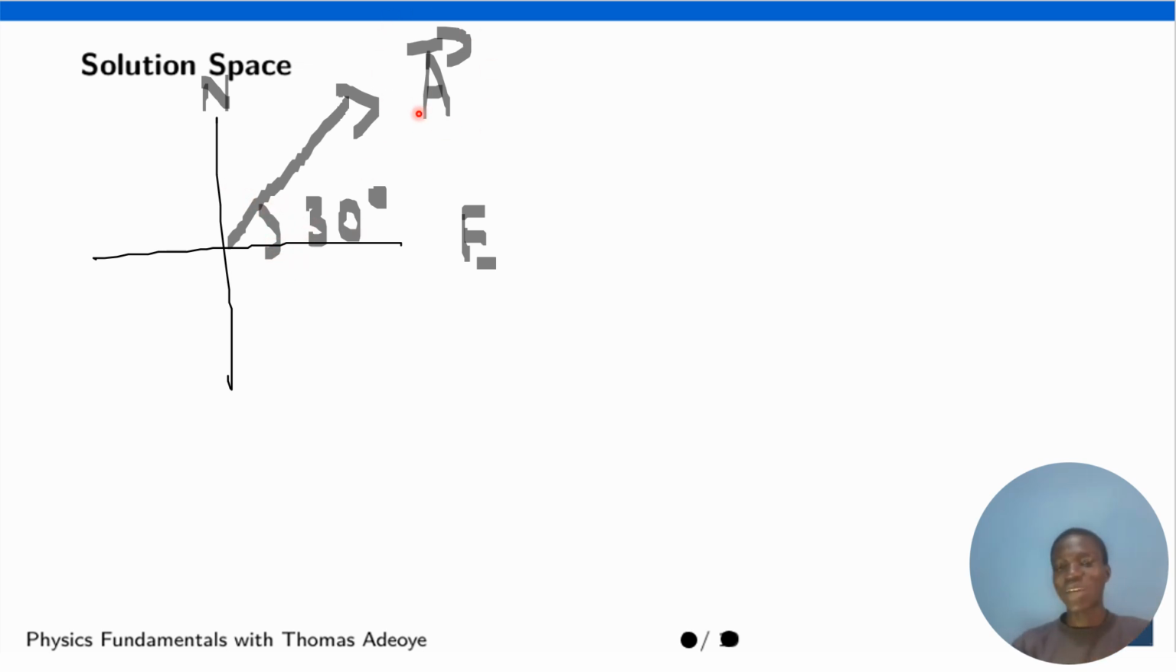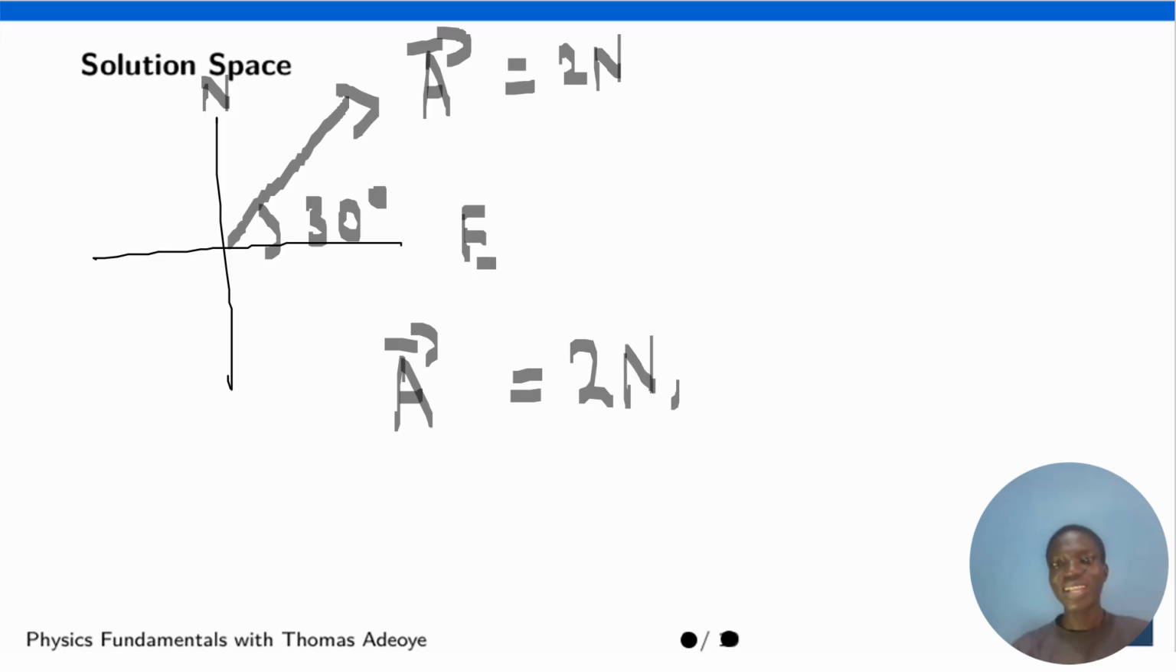If I want to describe this vector, suppose the vector is 2 Newton, then A will be 2 Newton, comma, 30 degrees. That's the angle that is here. Then the angle is to this guy, so we are going to say north of east, because the angle is measured from east. Do you get that?